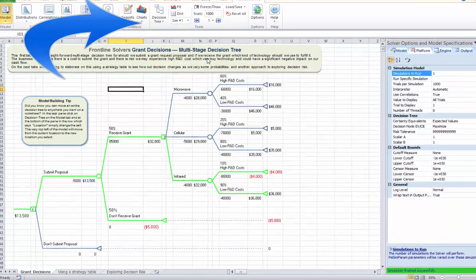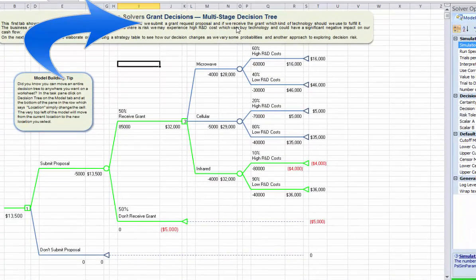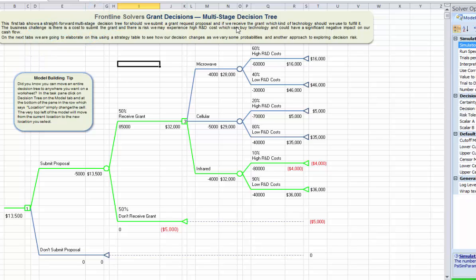The first decision node is whether or not to submit the proposal, and submitting the proposal will cost $5,000. If a proposal is submitted, then we encounter an event node showing a 50% chance of receiving the grant and a 50% chance of not receiving the grant, leading to a net loss of $5,000.